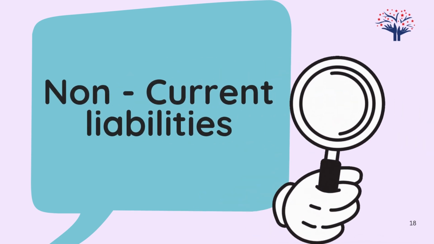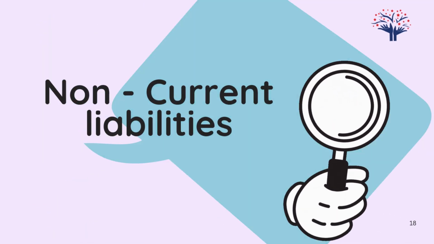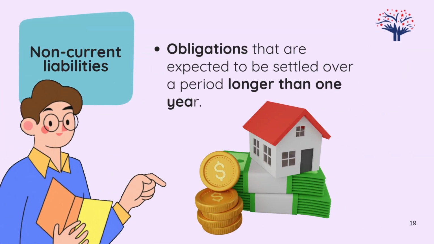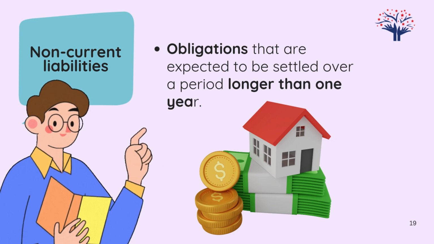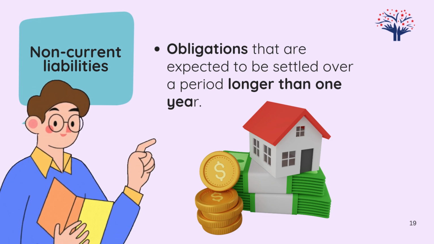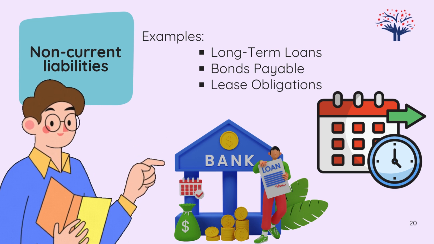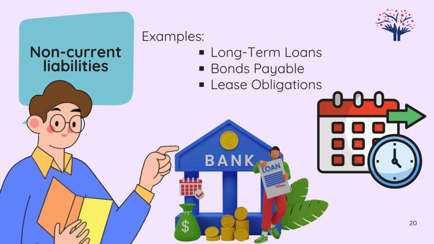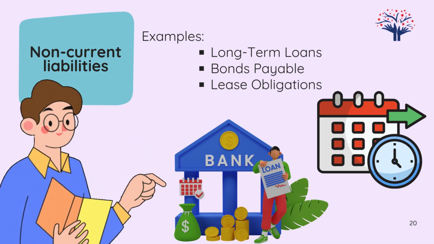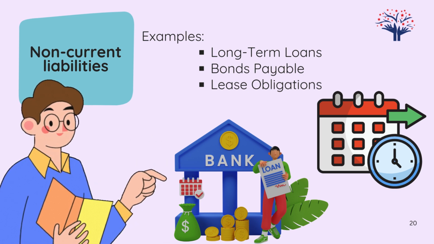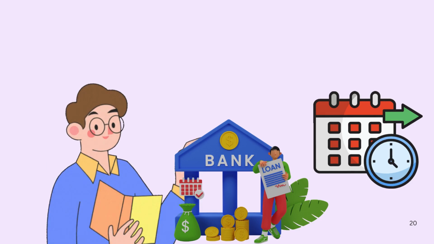Understanding non-current liabilities. Non-current liabilities are obligations that extend beyond 1 year. These represent long-term financial commitments. Examples of non-current liabilities: long-term loans, borrowed funds with repayment over many years; bonds payable, debt securities issued to investors; lease obligations, long-term agreements for property or equipment.